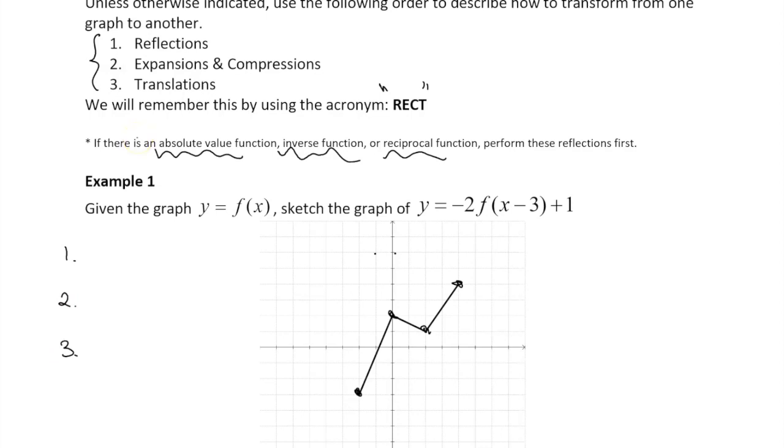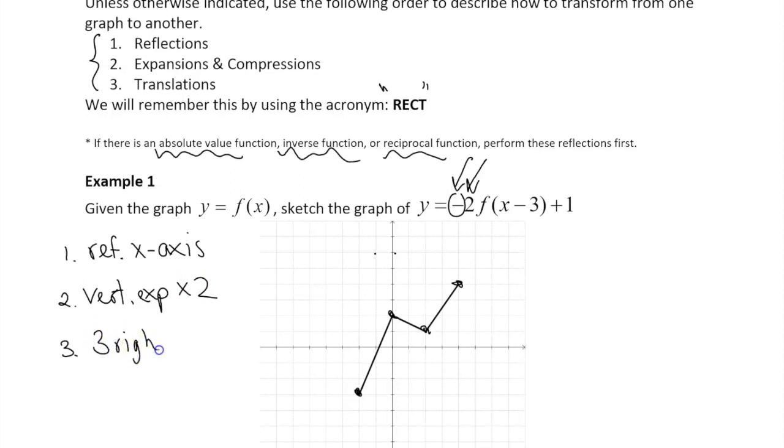Look and see if there's any negatives in front of your function, in front of the x, and we notice that there is a negative right here, and it's in front of our entire function. It's to the left of the f, and so that means that we're going to have a reflection over the x-axis. The 2 is telling us that our f of x function is doubling its output values. So we're going to have a vertical expansion by a factor of 2, and then we're going to move 3 units to the right and 1 unit up.